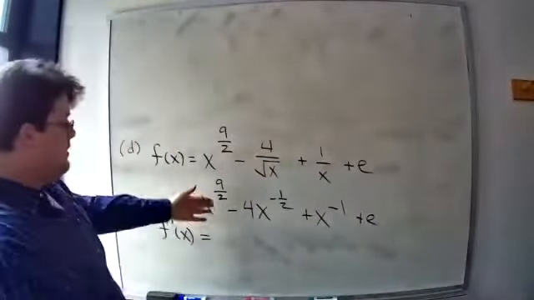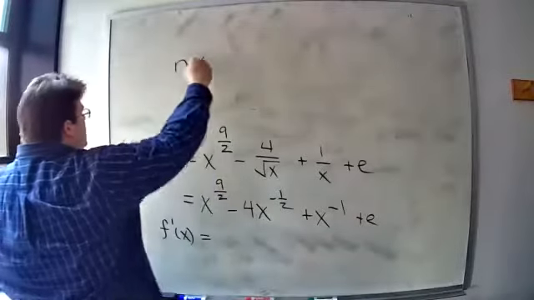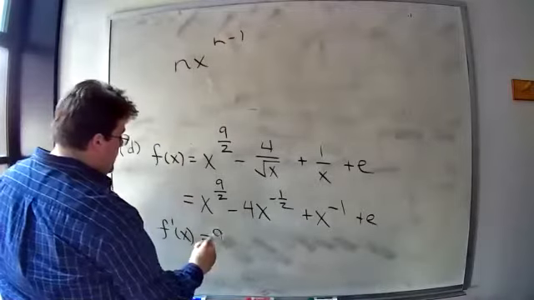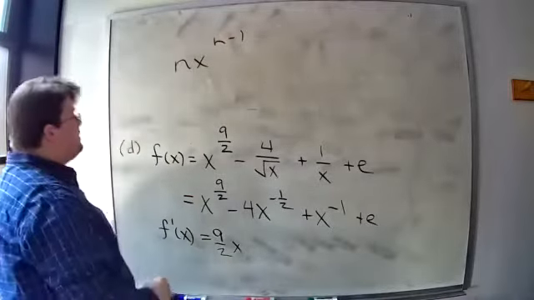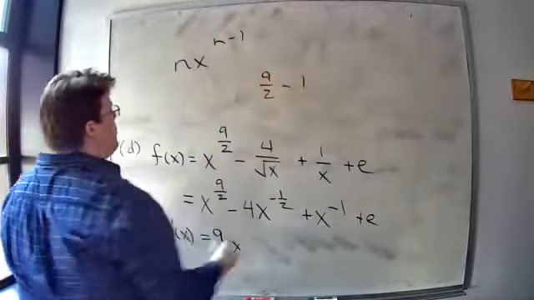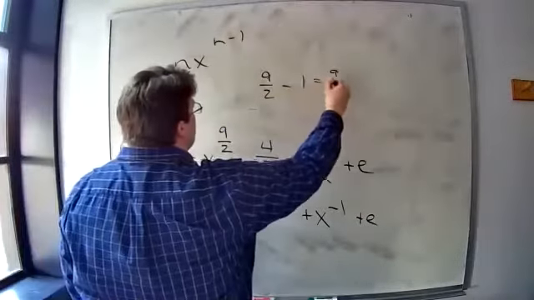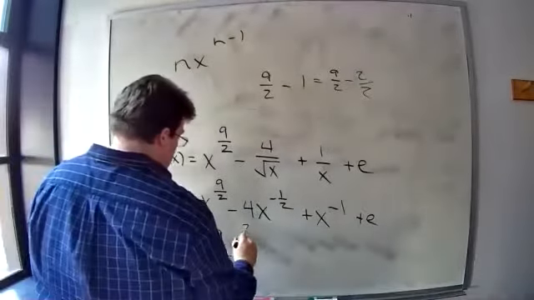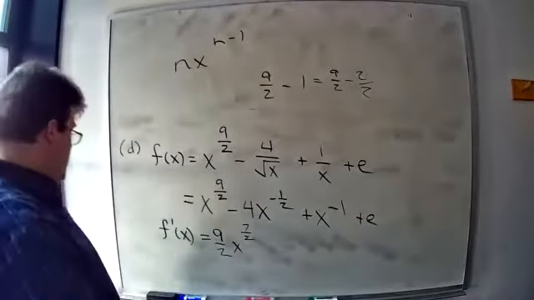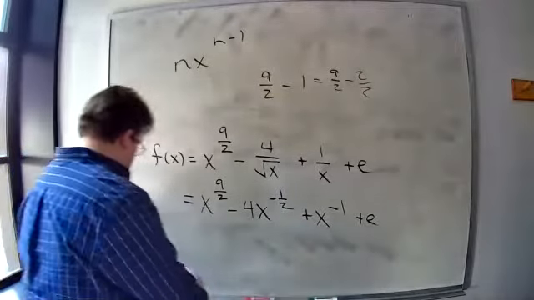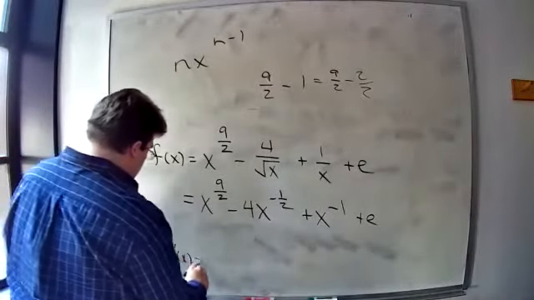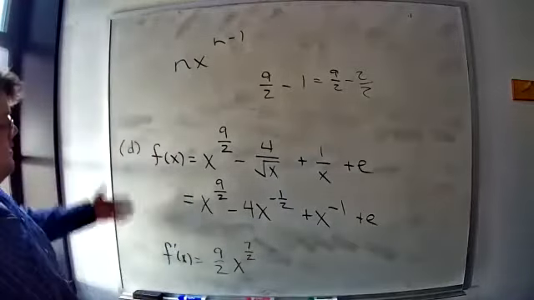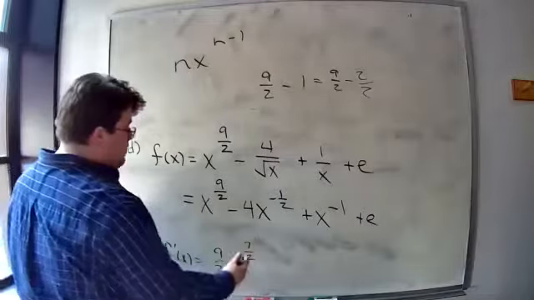So what do we get? Well, x to the 9/2, remember it's n x to the n minus 1. So with n equals 9/2, we get 9/2 x to what? Well, we need 9/2 minus 1. 9/2 minus 2/2 is 7/2. So again, a power rule: bring the 9/2 down, subtract 1 from the exponent.